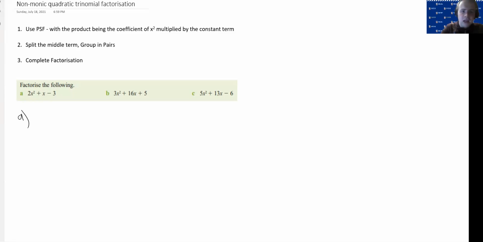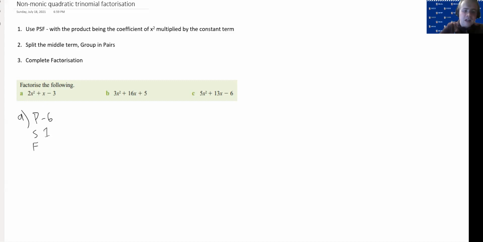So for part A, we have 2x squared plus x minus 3. Now the product, or the P part of our working, is going to be the coefficient of x squared times the constant. So it's going to be 2 times minus 3, which is minus 6. The sum, just like before, is just the coefficient of the x term. So in this case, the sum is 1.